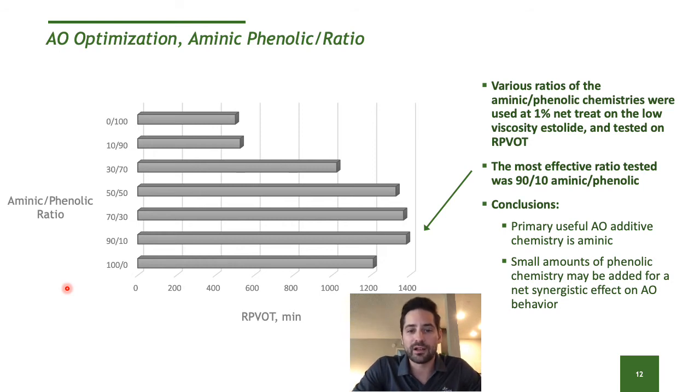What we found was the most effective ratio tested was the 90-10 ratio. So 90% aminic, 10% phenolic, though the 50-50 looked good as well. So anything really either 50-50, 70-30, or 90-10 of the aminic phenolic yielded about the same results on the RPVOT test. They were all just about 1,400 minutes, or between 1,300 and 1,400 minutes.